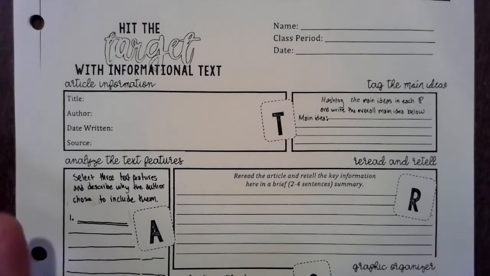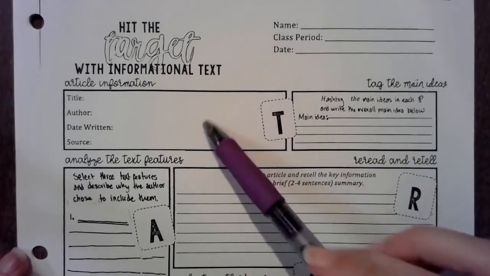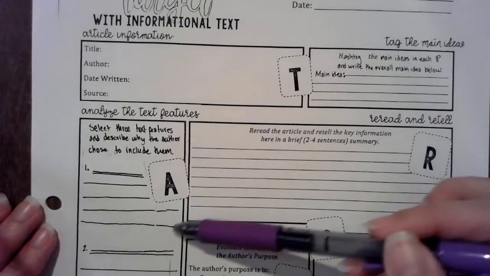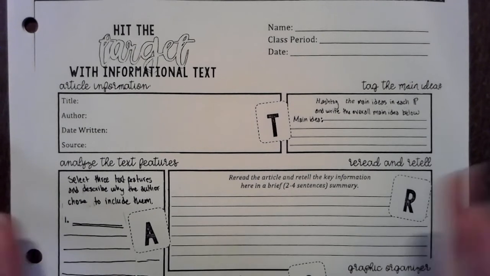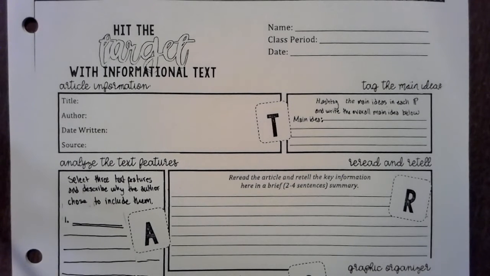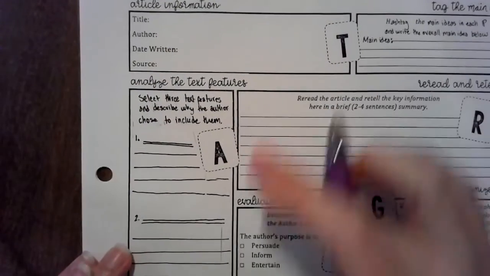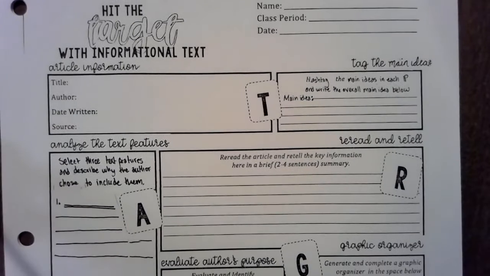Alrighty, you guys. So in this video, we're going to be looking at the tag the main idea, article information, and the analyze the text features of our target worksheets. Now, I know that you already have a target worksheet that you started for the articles that you're using today, but we're doing a new one over because of this analyze text features section, and I'm sure I've already heard you groan about it, so just move on.